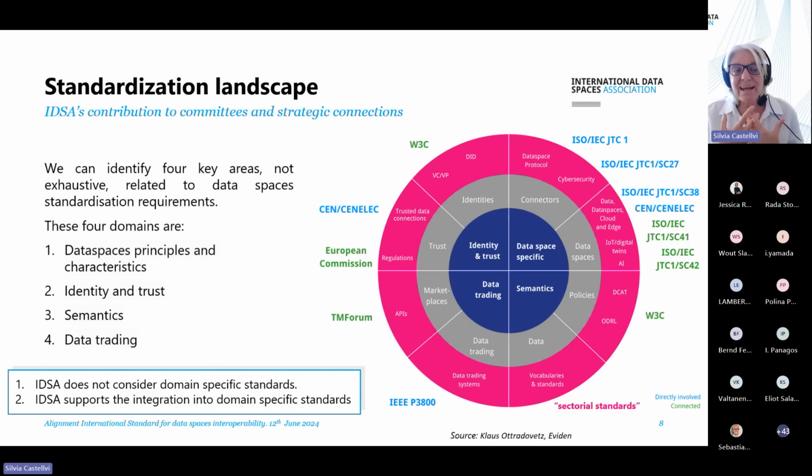And regarding the semantics or the standardization, we are not considering domain-specific standards. You probably know because we have communicated several times. But of course, we support the integration of development of this standard at domain-specific level when it is related to the semantics and how to achieve the interoperability.